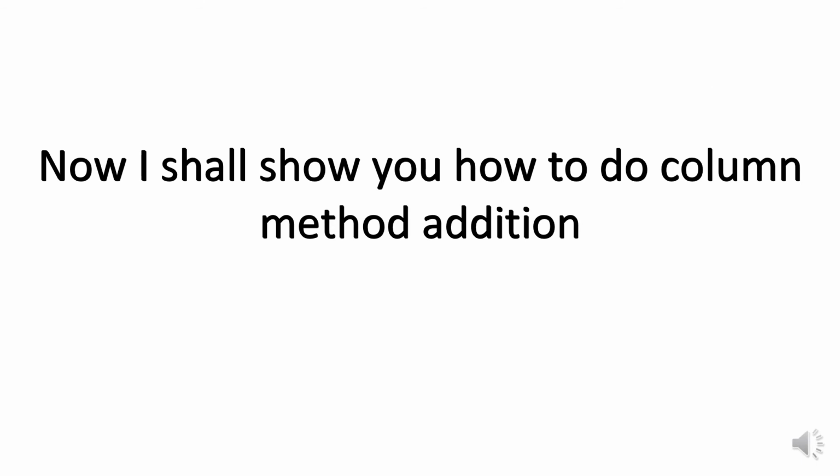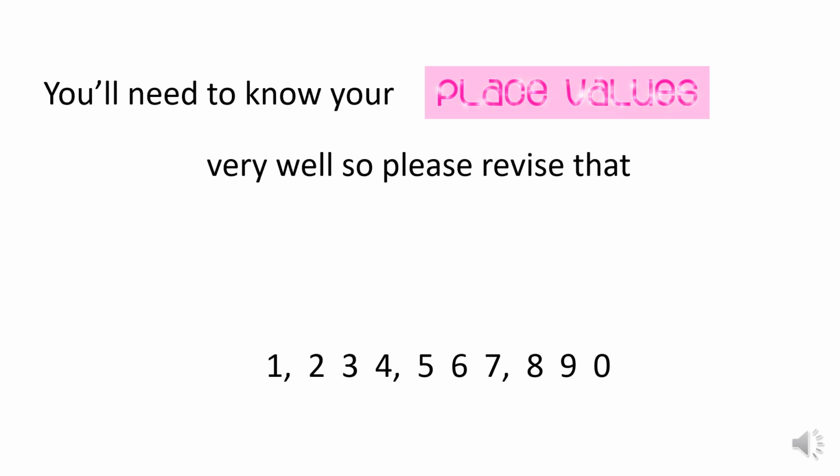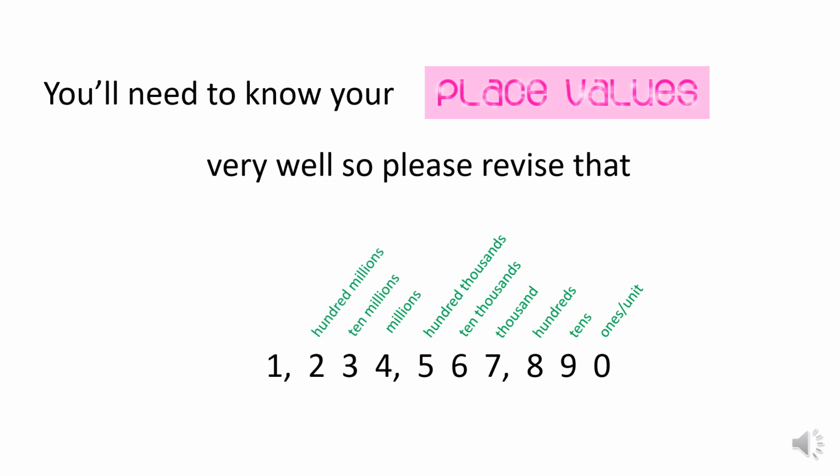The other method that I would like to show you how to add is using the column addition method. Now this method is mainly for larger numbers. But before we start, you need to know your place values very well, such as ones, tens, hundreds, thousands, 10,000s, 100,000s, million, 10 millions, 100 millions. So make sure you know your place value before you start.